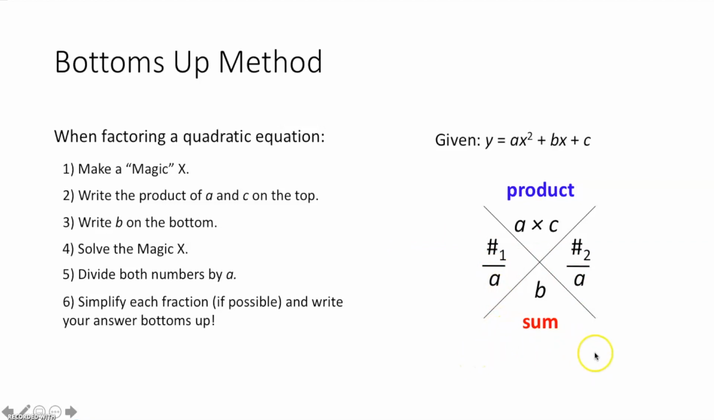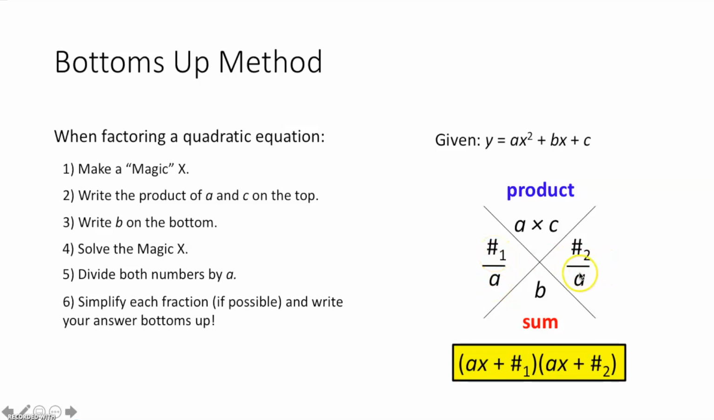So you're going to create two sets of parentheses. In the first set of parentheses, you go ax plus your number. In the second set of parentheses, you go ax plus your other number.